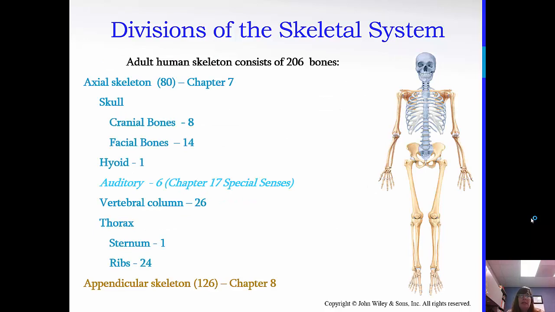So axial skeleton we're covering in this chapter. Appendicular skeleton we will cover in the next chapter. Out of the ossicles in your ears, your auditory ossicles, we will touch base on those, but those are actually covered in more detail in chapter 17, which is the special senses, and you have that in A&P 2.